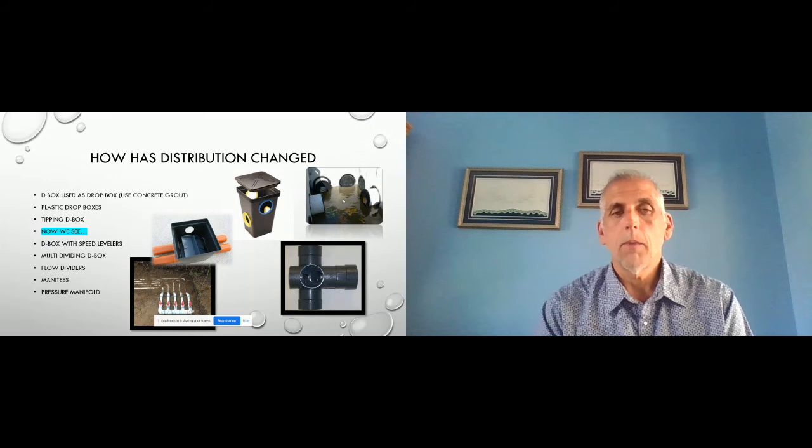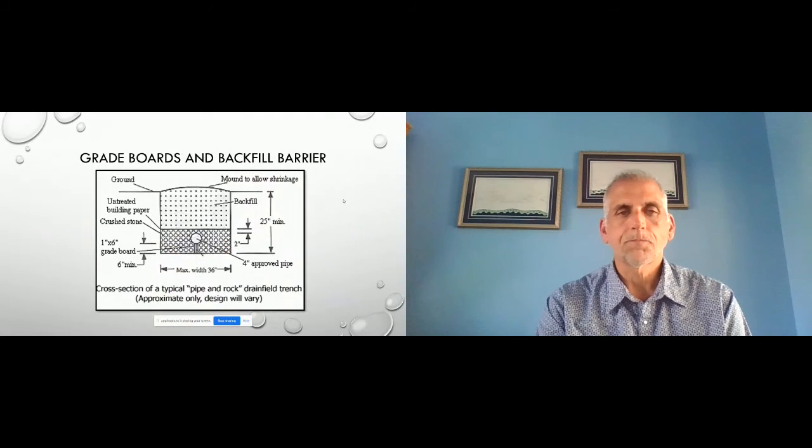We see a lot of D boxes with speed levelers on sites that are not. If you're looking for equal distribution, you're more than likely going to have a D box on your septic system. Where I came from, most everything was serial distribution, so we didn't always have a D box. Sometimes they would have a drop box.